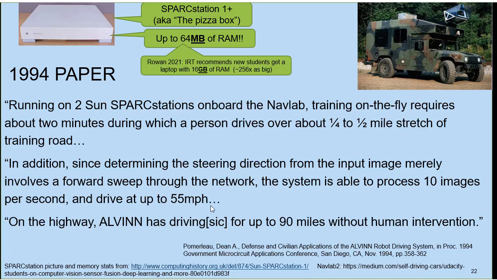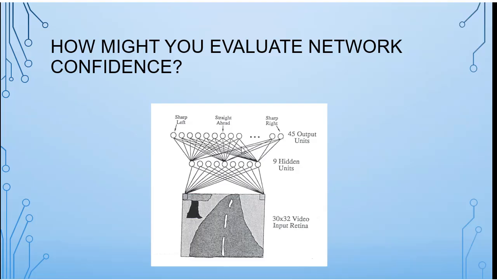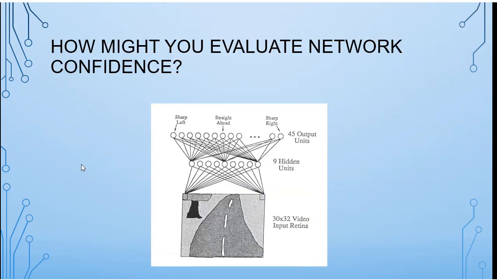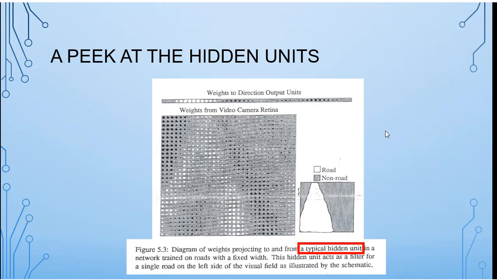How do we evaluate network confidence? We can take a look at the output layers, and if they are giving a value between 0 and 1, we can see how big are those values. This was Dean Pomerleau's PhD thesis, of course, so one of the things that he tried to do was some analysis of what's going on with the input weights and the output weights.